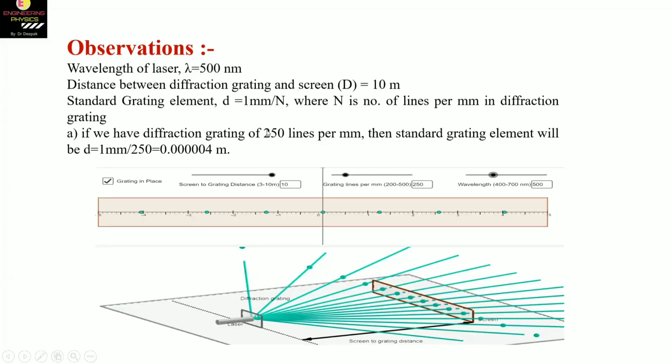We can observe the readings in the observation table. We have selected the wavelength of light, lambda, 500 nanometers. The distance between the grating and the screen, D, is 10 meters. The standard grating element d equals 1 by N, where N is the number of lines per mm in the diffraction grating. We have selected 250 lines per mm. Then the standard grating element will be d equals 1 divided by 250, converted into meters, and we get the result 0.000004 meter.